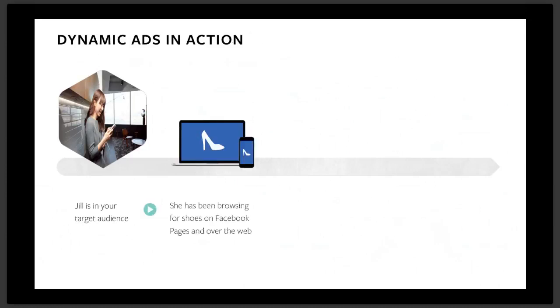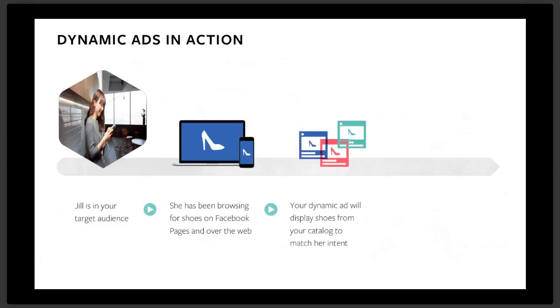So let's see this with an example. So Jill here is in your targeting audience. She's been narrowed down by demographic data like her age, gender, and location. She's been showing interest in shoes on Facebook and on other places on the web. Your dynamic ads will now display shoes from your catalog to match her intent.